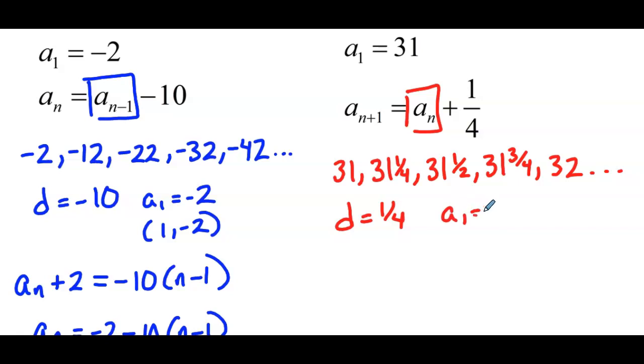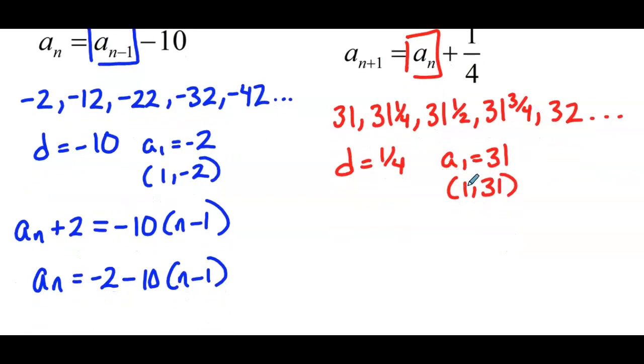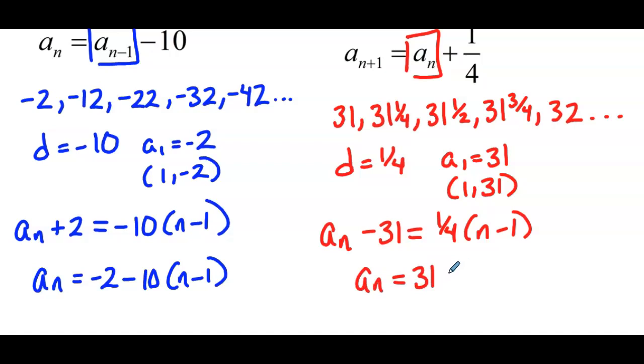Our first term is 31, which written as a point would be 1, 31, right? N and a sub n. So when n equals 1, that first term is 31. So our explicit formula is a sub n minus 31 equals 1/4 times n minus 1. So a sub n equals 31 plus 1/4 times n minus 1.